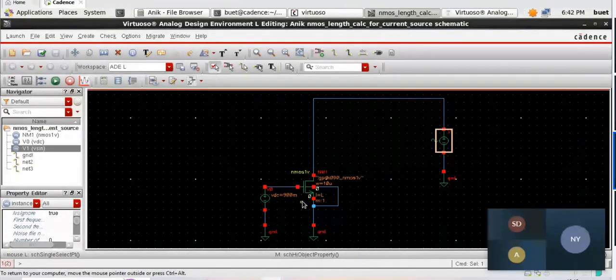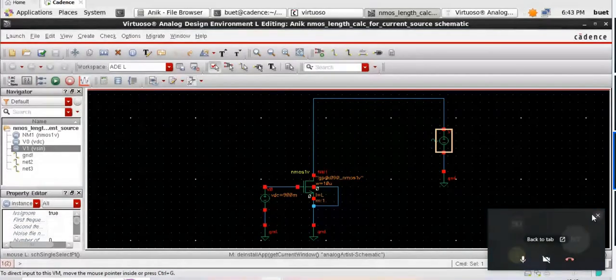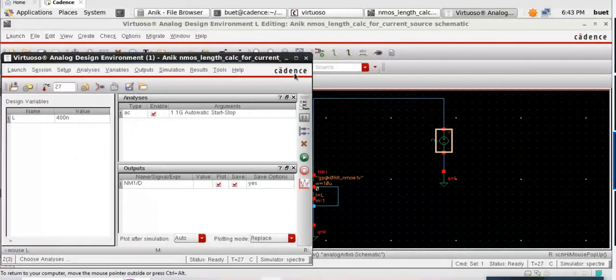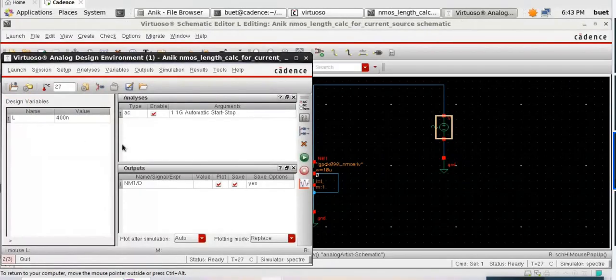Okay, so now let us check and save. And of course, grounds are done, and I have connected the body terminal to the source, and everything is done. So let us launch the ADL window. Launch the ADL window. Yeah, so it is already being launched. Okay, let me do one thing. I'll just quit this and relaunch the ADL window one more time.